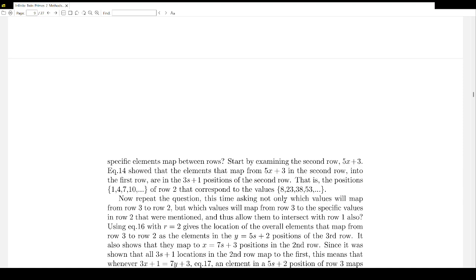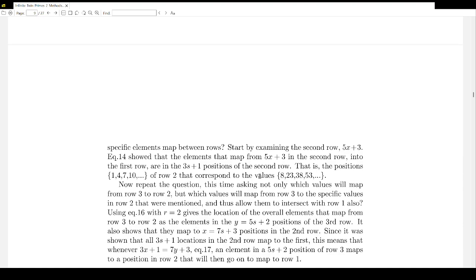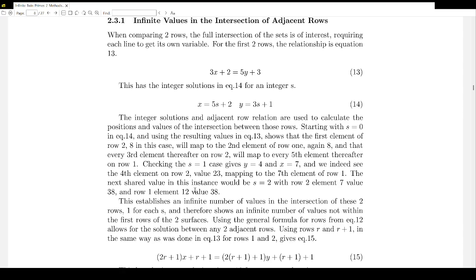I tried to make it more explicit here in my explanation. So these are the positions, 1, 4, 7, 10, of row 2 that correspond to those values. And those are the ones that map. So again, the elements that map from that 5x plus 3 in the second row into the first row are those 3s plus 1 positions, because 3s plus 1 was our equation here.